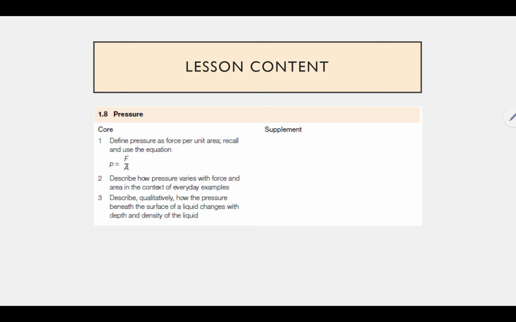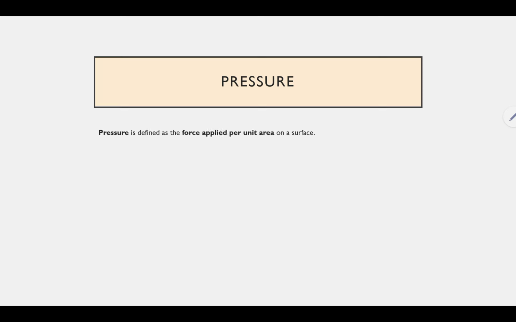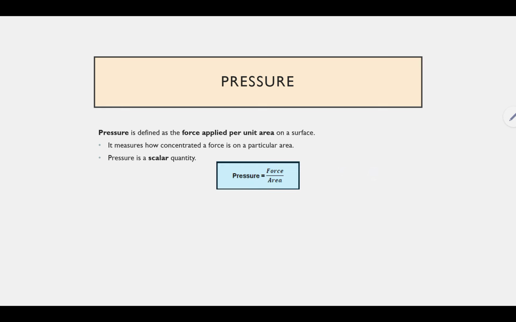In this lesson, we're going to understand the definition of pressure, its equation, and what affects pressure. Pressure is defined as the force per unit area on a surface. It measures how concentrated a force is on a particular area. It's a scalar quantity. Pressure is force over area.